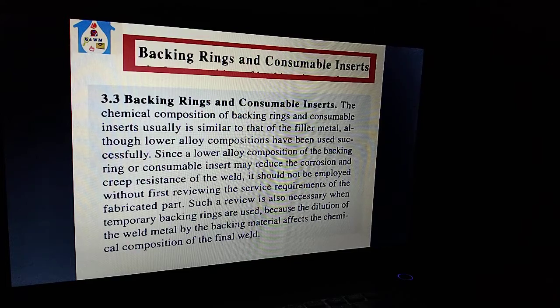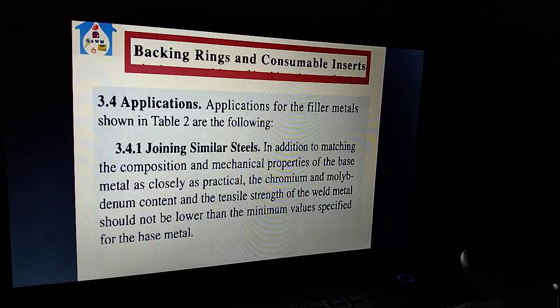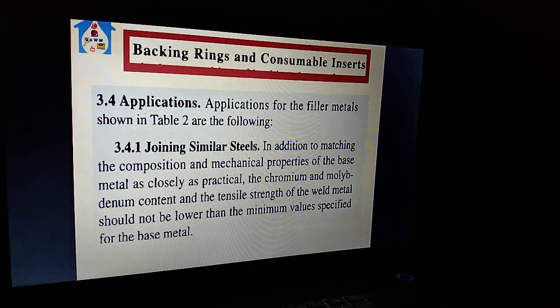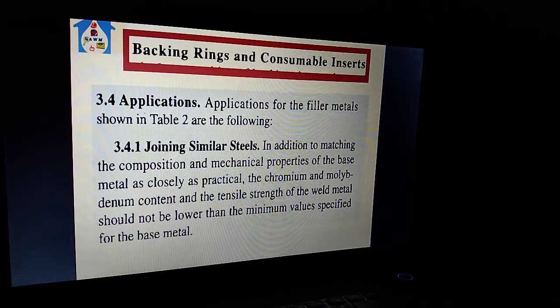Such a review is also necessary when temporary backing rings are used, because the dilution of the weld metal by the backing material affects the chemical composition of the final weld. Backing rings and consumable insert application. Application of the filler metals shown in Table 2 are as follows.